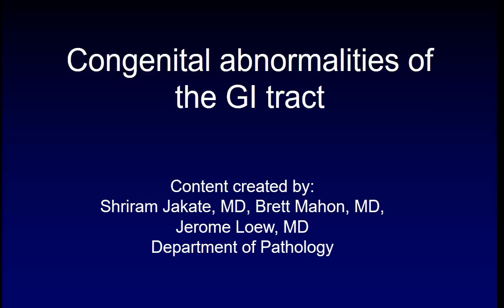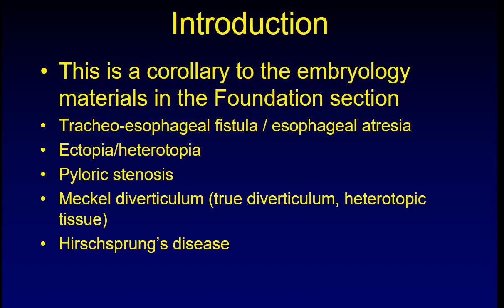Hello, I'm Dr. Lowe. This is a brief overview of some abnormalities of the GI tract. It's a corollary to the embryology materials in the foundation section. The entities that we will at least mention include tracheoesophageal fistula, esophageal atresia, ectopia or heterotopia, pyloric stenosis, Meckel's diverticulum, and Hirschsprung's disease.